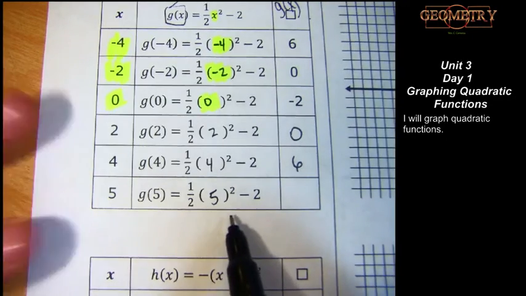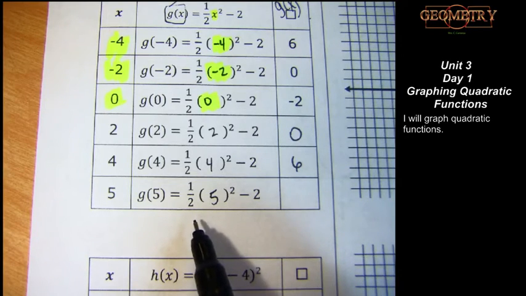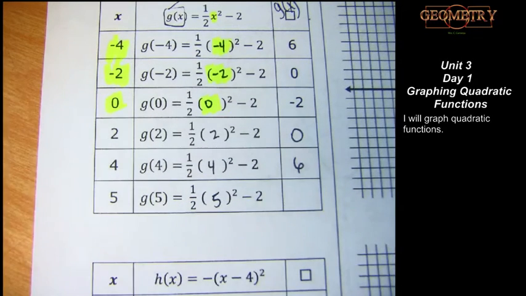Okay, this one's creeping me out. 5 times 5 is 25 divided by 2 is, oh my god, there's a fraction and decimal, and I don't want to deal with it. So you know what, I'm going to skip that one for now. If I don't need that point to see what the parabola looks like, I'm not going to grab it. But if I do need the point to see what the parabola looks like, then I'm going to deal with the fraction. Can we do that?